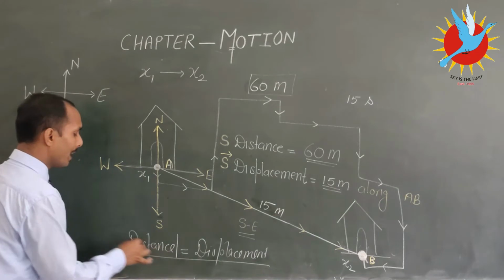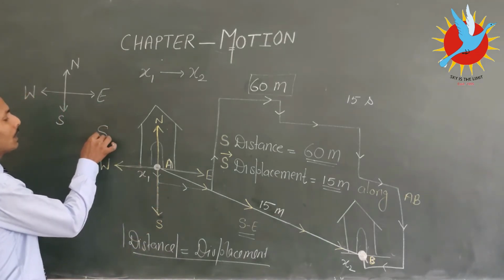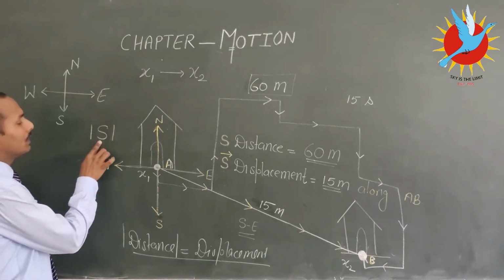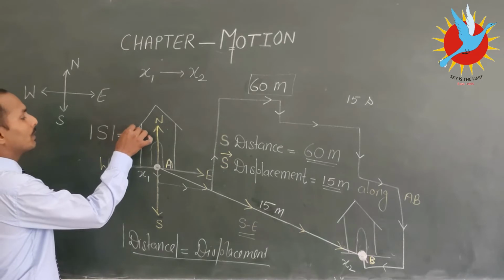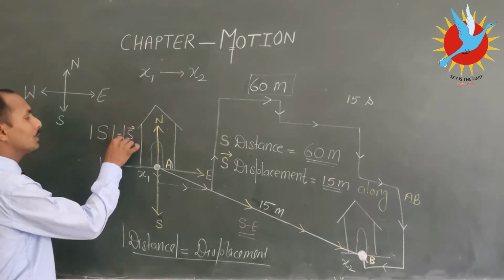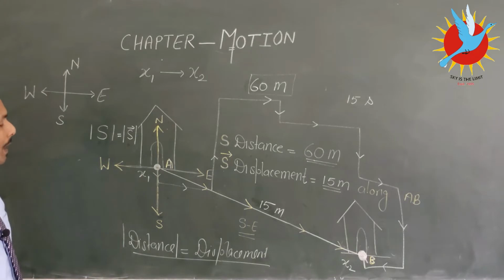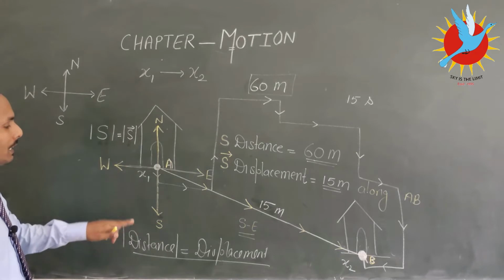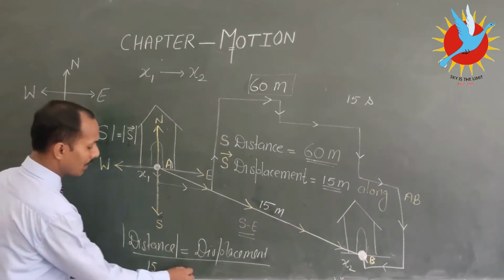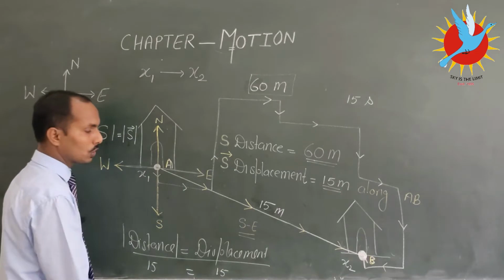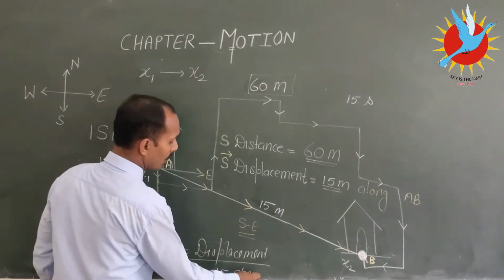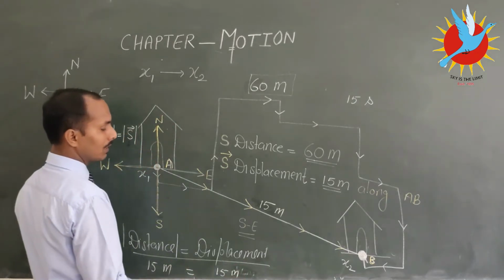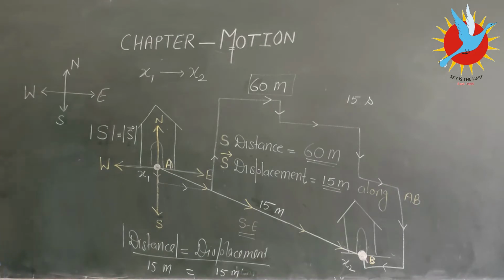Sometimes magnitude is represented by a modulus, these two parallel lines, around the symbol of distance or displacement. So the magnitude of distance is equal to the magnitude of displacement. In this case distance is 15 meter and displacement is also 15 meter, but if you show the direction, its magnitude is 15 meter and its direction is from A to B.